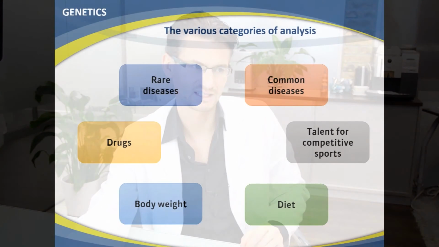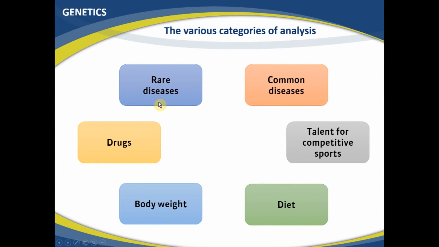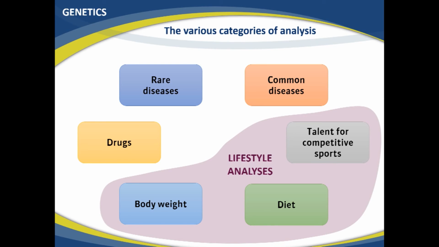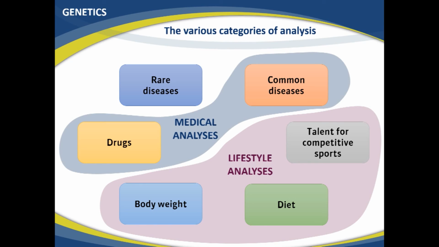So really, genetic testing can tell us anything from rare diseases, standard genetic tests, common diseases, medication, talents, as well as body weight and healthy nutrition. So these are all of the different areas, and they are classed in 3 different groups. One of them is lifestyle analyses. This is really not about diseases, it's about optimizing body weight, it's about sports, it's general information about your body that has not got to do anything with a disease. Then there are medical analyses that are commonly used for preventive purposes, but also for diagnostic purposes. And then there are rare diseases, which are usually only diagnostic in nature.